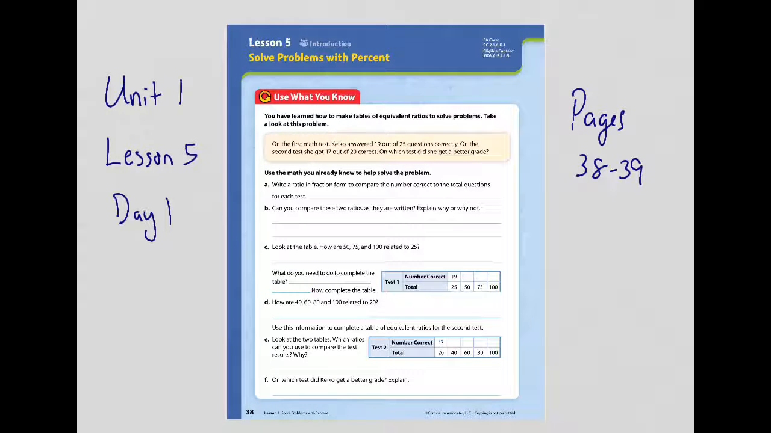What's up, sixth graders? You are about to start Lesson 5. Lesson 5 is wrapping up our unit on ratios, but what we're going to be doing now is talking about how ratios and percents are related. So this is all about percents.